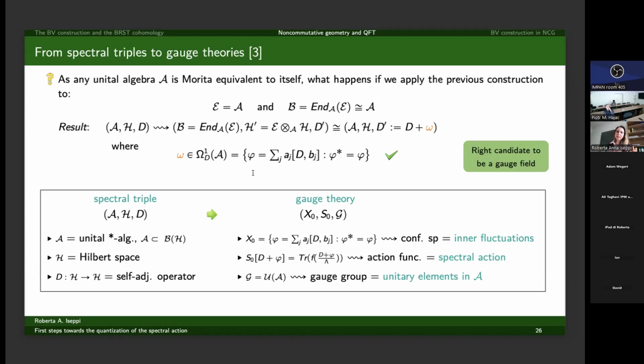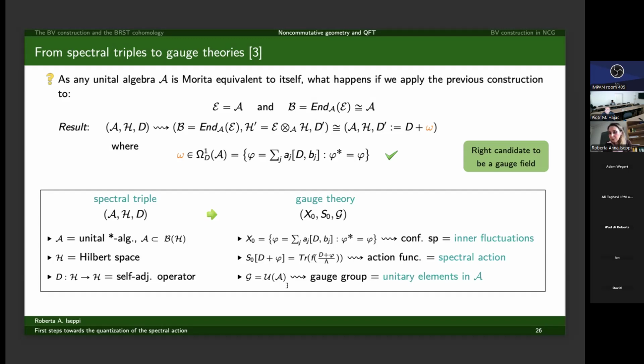So somehow the idea is that by applying this self-Morita equivalence, I'm not changing the algebra, I'm not changing the Hilbert space. So somehow I'm considering that whatever I'm doing to my operator is just equivalent. So the configuration space is going to be made of these inner fluctuations. We already saw that what makes sense to be our action functional is the spectral action, because that's the only element that can be physical, because it's the only one that speaks about the spectrum of D.